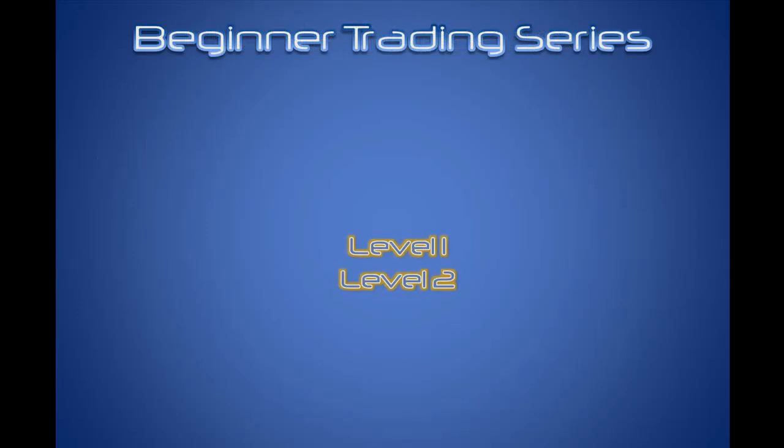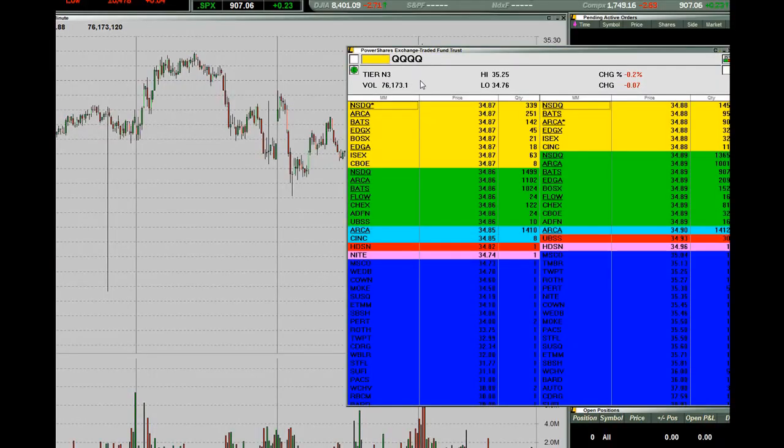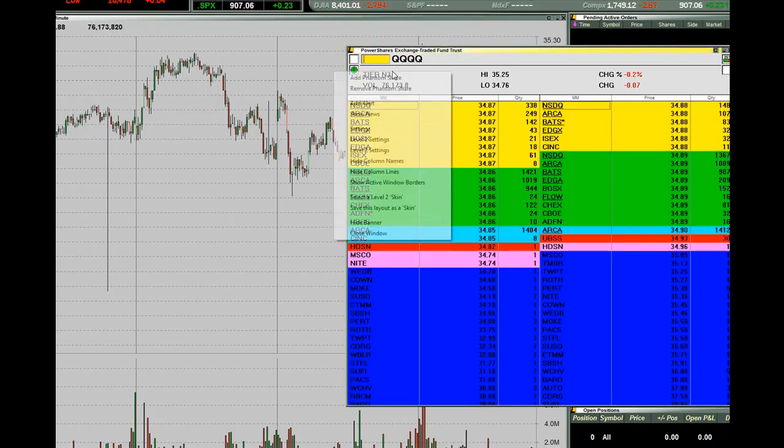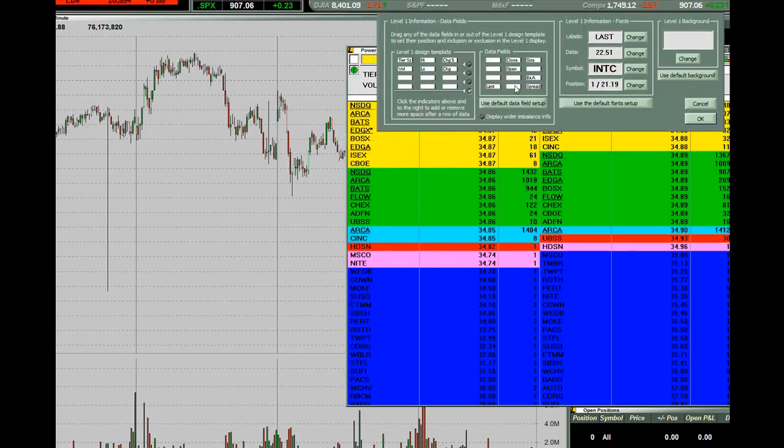Hey traders! For this lesson, we're going to look at the level 1 and level 2 screens, discuss the difference between the two, and discuss how they can help you with your trading. We'll be taking a look at a live screenshot of my trading platform. This area is the Level 1 and Level 2 screen.